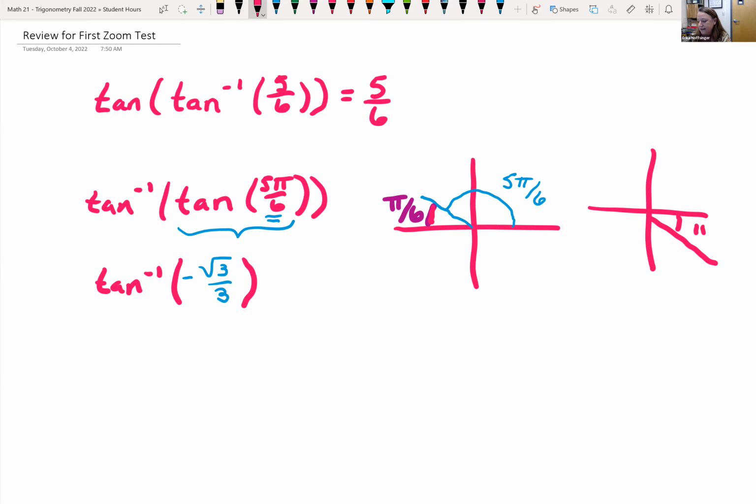To get pi over 6 here, we would look at 2 pi minus pi over 6, or 12 pi over 6 minus pi over 6, which is 11 pi over 6. So actually, it is 11 pi over 6, but that does not fall between negative pi halves and pi halves. So it's even easier than that. We will just write this as negative pi over 6.